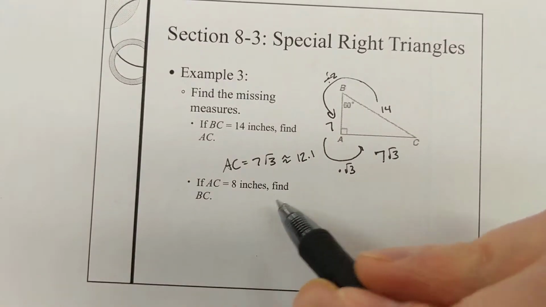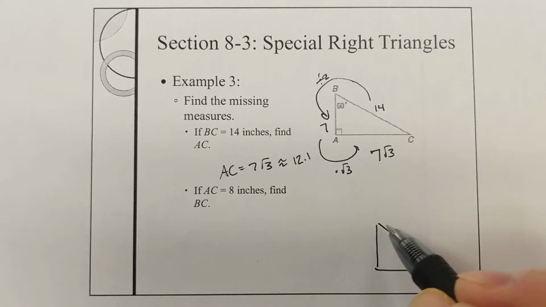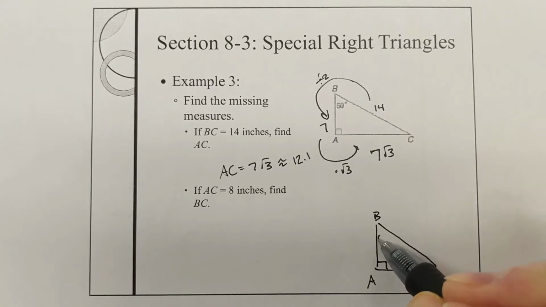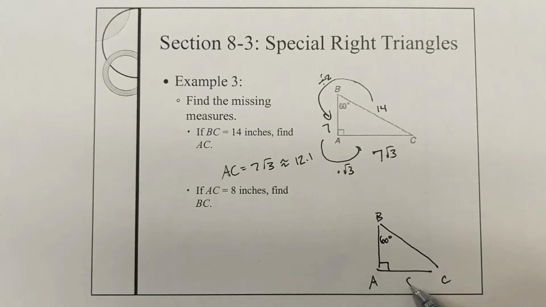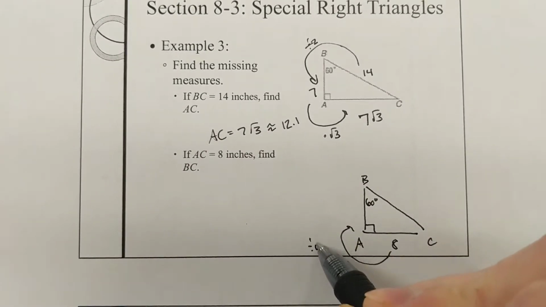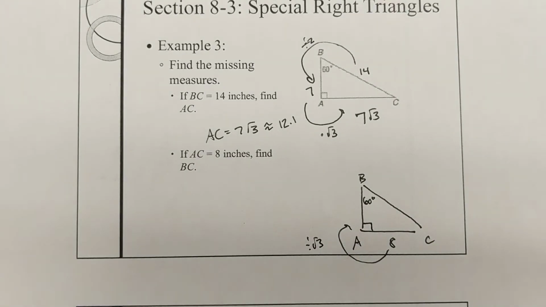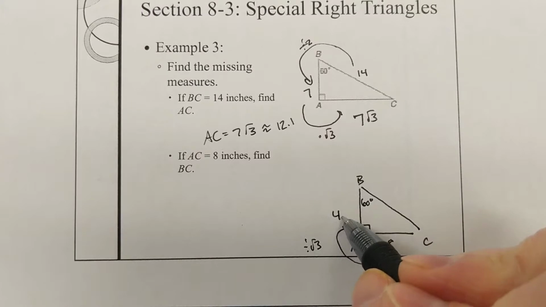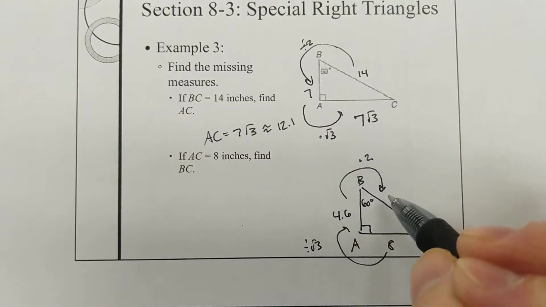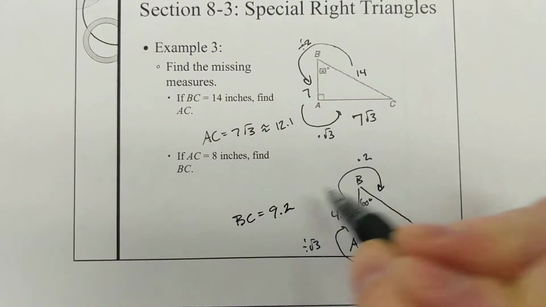Down here, we're going the other way, so I'll have to redraw this triangle because I used it up before. So BAC, right angle, 60. So in this case, it gives me the long leg. So to get to the short leg, I divide by root 3. So 8 divided by root 3 is going to be 4.6. And then to go that way, I multiply by 2. So BC is 9.2.